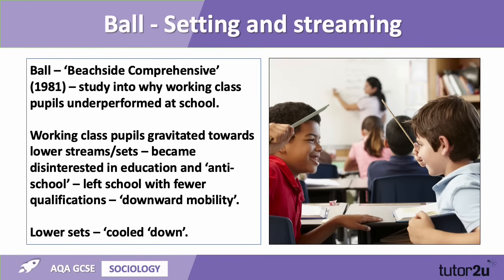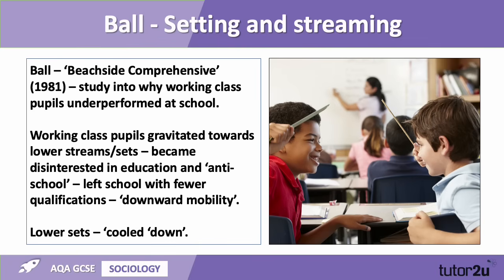Labelling can have further impacts on pupil performance as it can lead to them being placed in sets or streams. Stephen Ball's classic 1981 study sought to investigate why working class pupils underperformed at school. He looked at the effects of teaching by ability and observed that in the top sets children were warmed up, expectations were higher and the work that was given was more challenging, whereas in the lower sets expectations were low and children were effectively cooled down for learning.